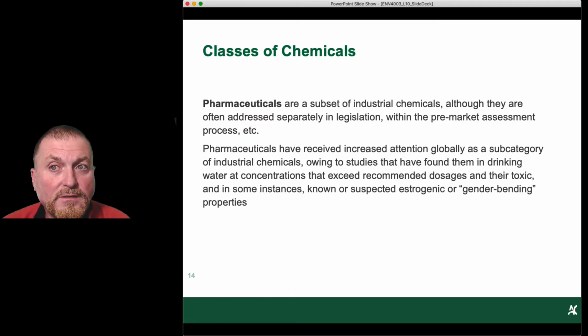And in some instances known as or suspected of estrogenic or gender-bending properties, right? We've seen this. We know that this is the case, right? And we see this with the generation of superbugs, right? Superbugs in the natural environment because of their constant exposure to antibiotics, or fertility drugs, or any number of other things. We're now beginning to see this because these drugs are consumed in such high volumes, by such a ballooning human population.